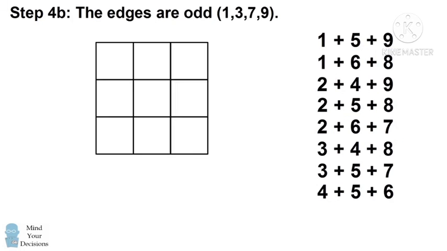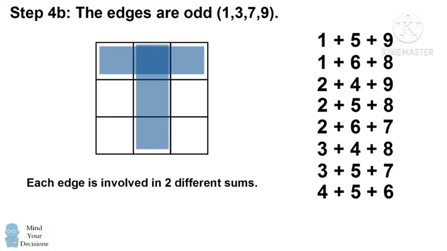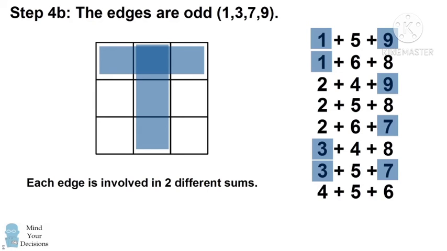And finally, every edge is involved in a row sum and a column sum. So it's involved in exactly 2 distinct sums. If we look at our list of sums that get up to 15, this would be the numbers 1, 3, 7, and 9. So let's put all this knowledge to use.